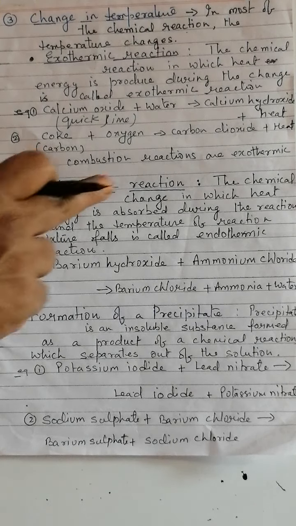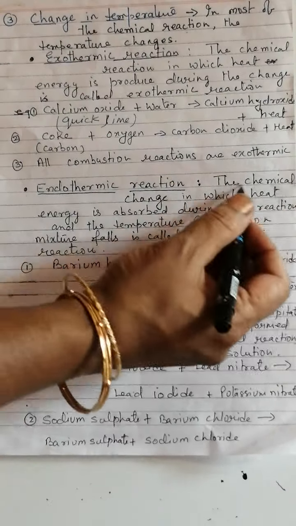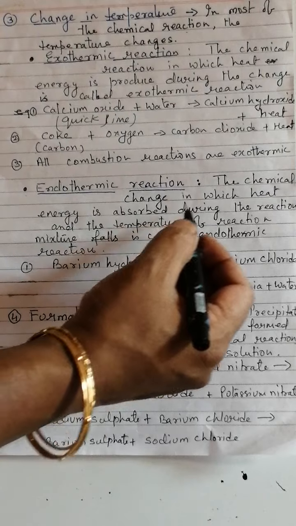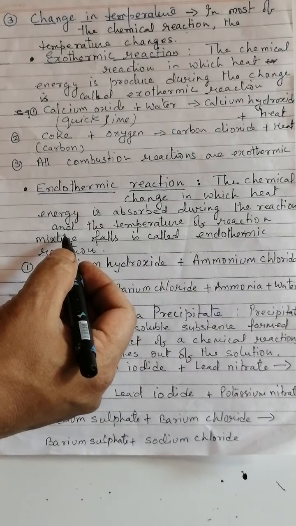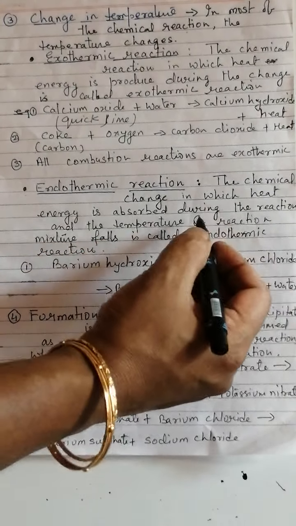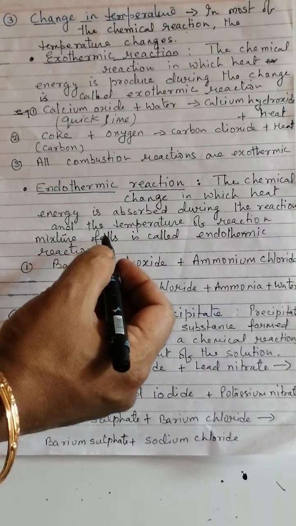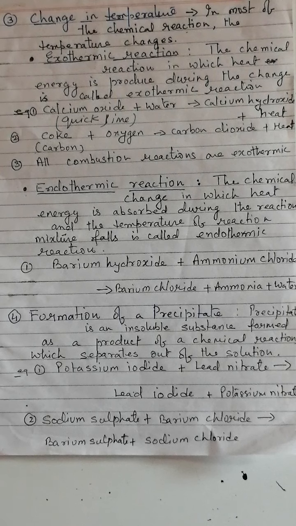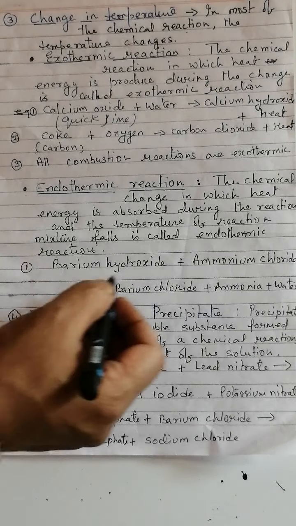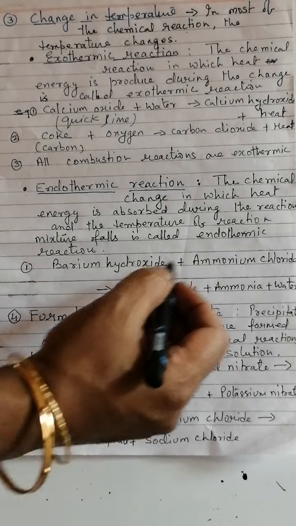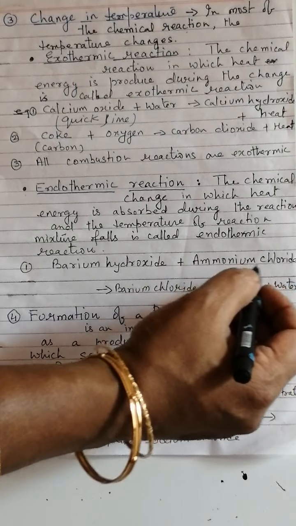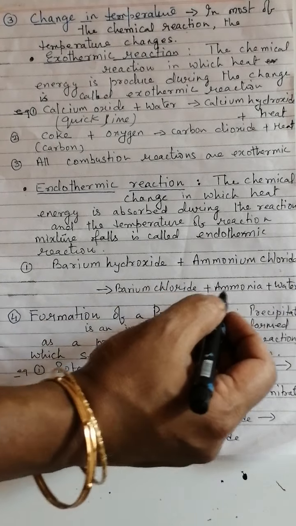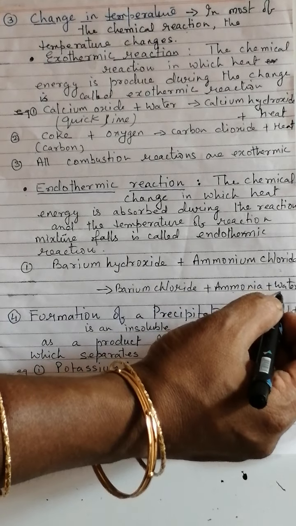Next is endothermic reaction. The chemical change in which heat energy is absorbed during the reaction and the temperature of the reaction mixture falls is called endothermic reaction. For example, barium hydroxide solution, when added with aluminum chloride solution, will form barium chloride, ammonia gas and water.